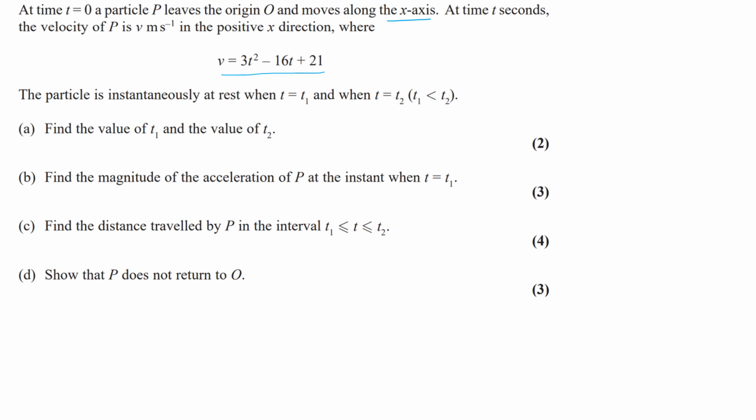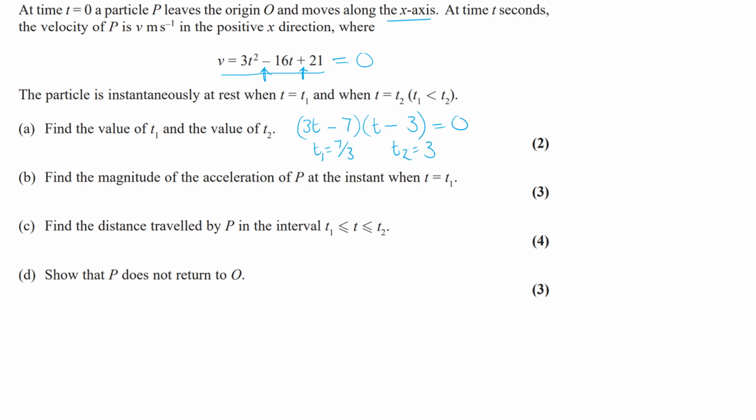So in part A, we're being asked to find the time when it's instantaneously at rest. That's going to be when velocity is equal to 0. So all we need to do is factorize that quadratic. So 3t and t, two numbers that times together to give plus 21. Signs are the same, but negatives are involved. So we have a 3 there and a 7 there. And then all we need to do to find t1 and t2 is to solve those brackets. So t1 is going to be 7/3, t2 is going to be 3.